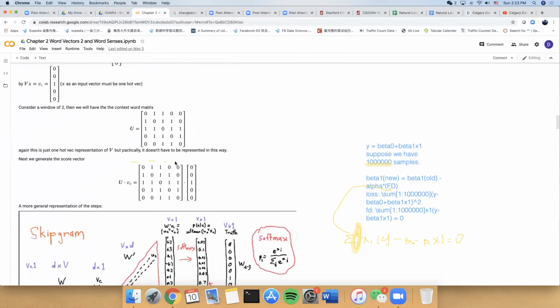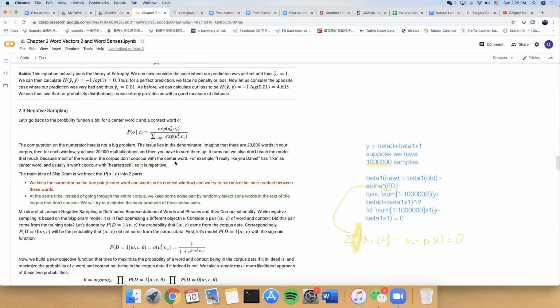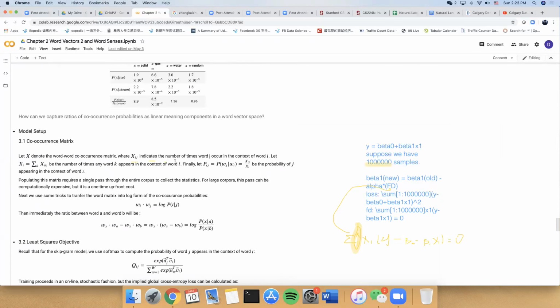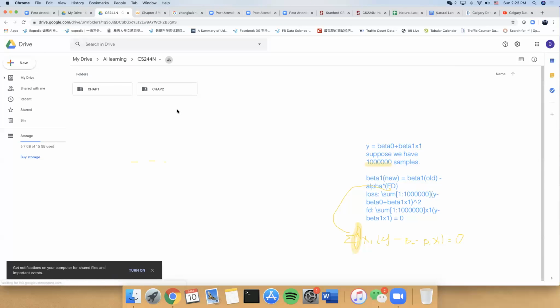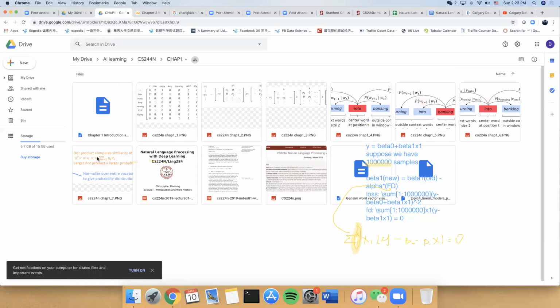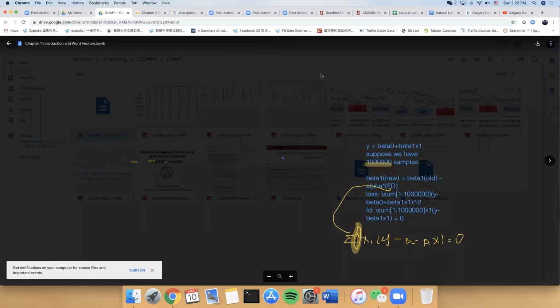So for example, basically it means we try to predict. Do I have an example here? Not really. Okay, let's go back to chapter 1. I'm going to show you guys an example here. Right here. So it's going to use the center word to predict the context words.